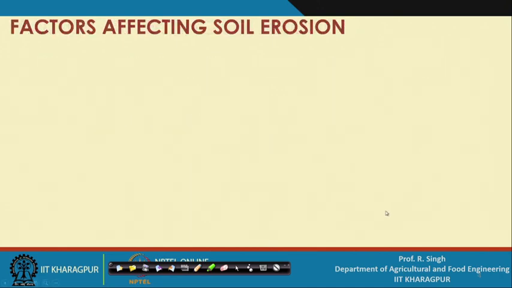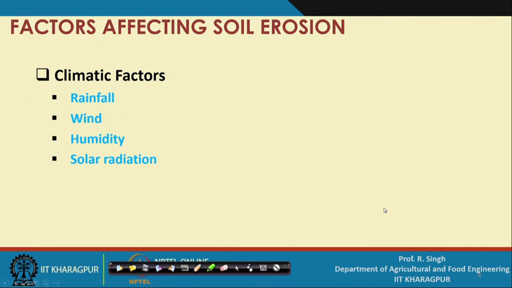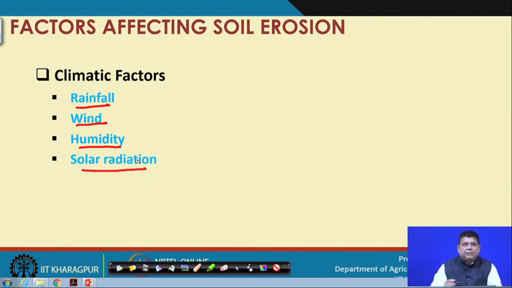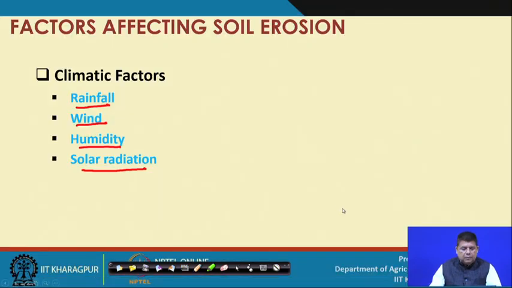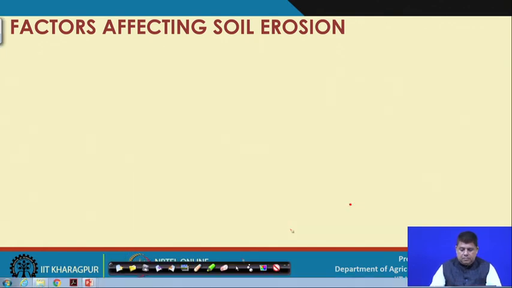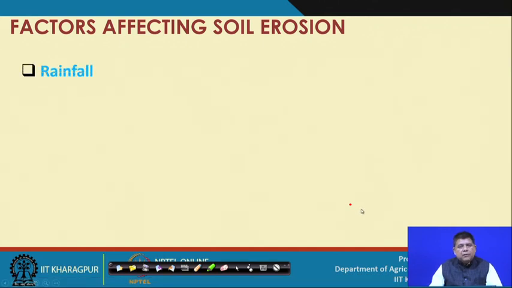So, let us start with climatic factors, and the climatic factors that affect soil erosion are rainfall, wind, humidity, and solar radiation. These are the 4 climatic factors that affect soil erosion. Now, we start with rainfall.